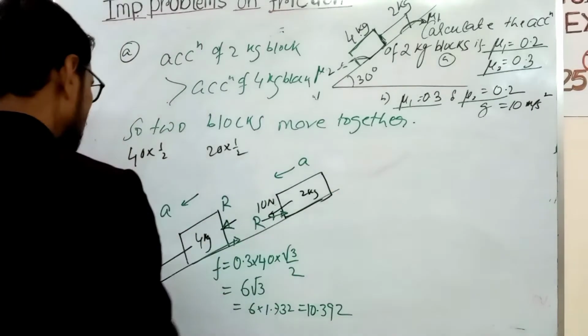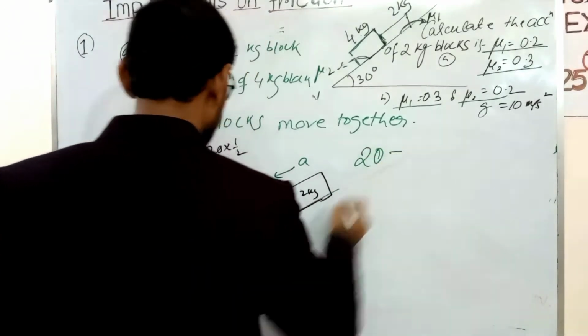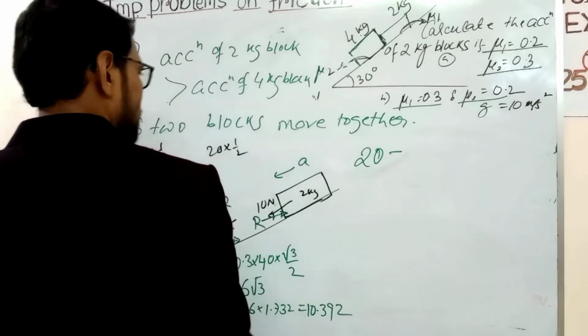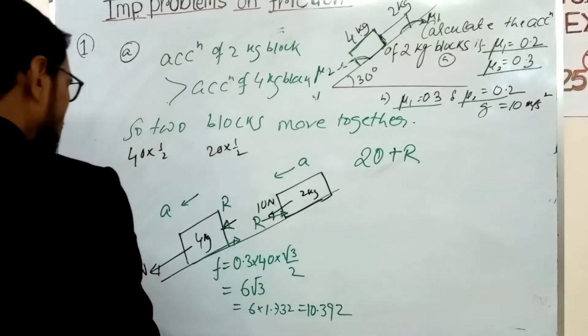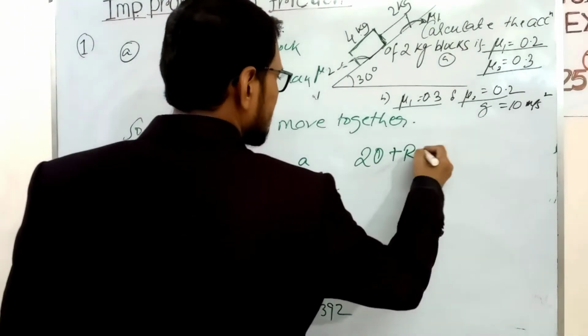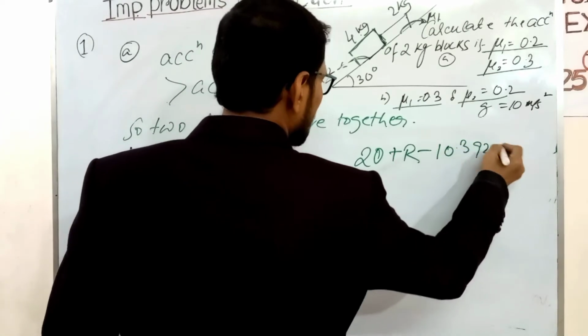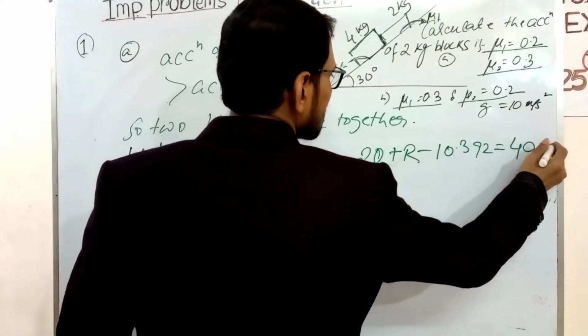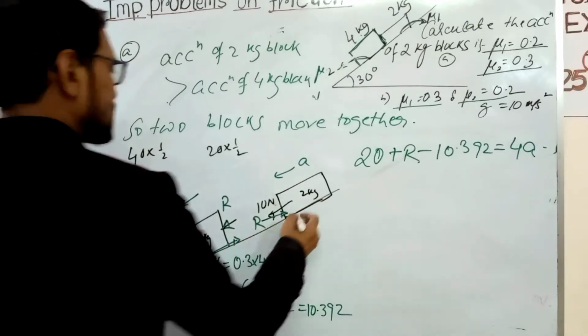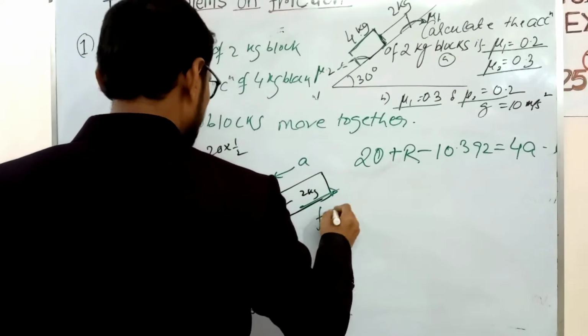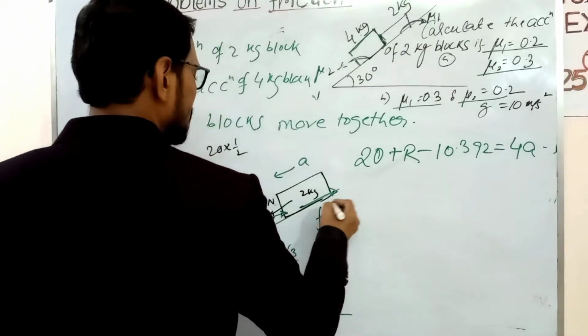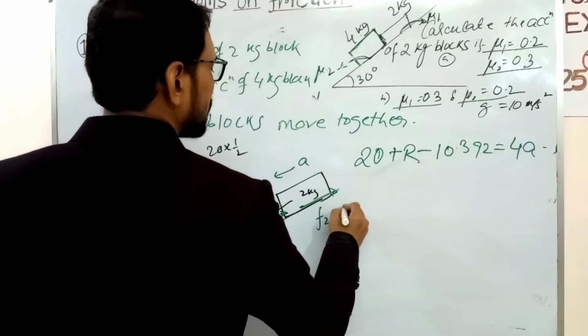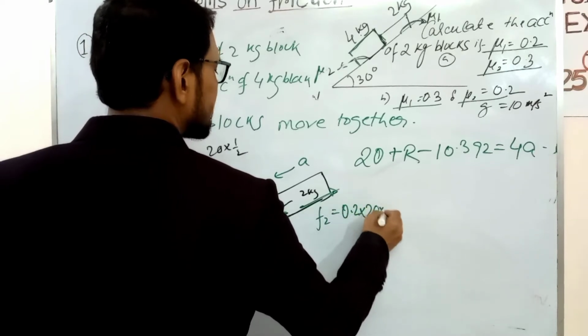Now the equation of motion of this: 20 plus R acts in this direction and friction acts in the opposite direction, so this is equal to ma, where m is 4, so 4 into a. So this is equation 1. Now for the other block, what is the friction force? Friction force F2, suppose this is F1, equals mu mg, with mu equal to 0.2, so mg equals 20 cos 30 degrees, root 3 by 2.